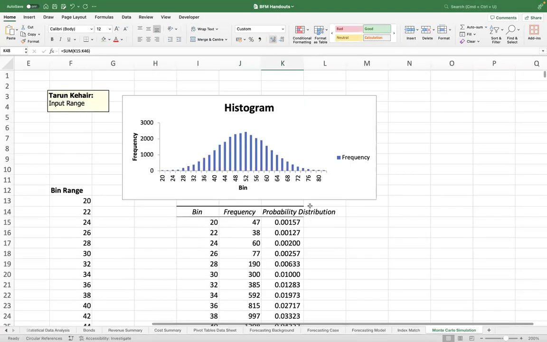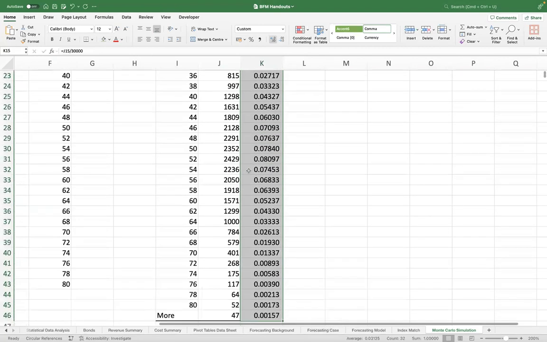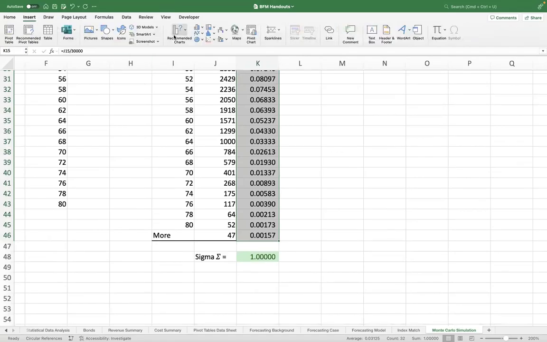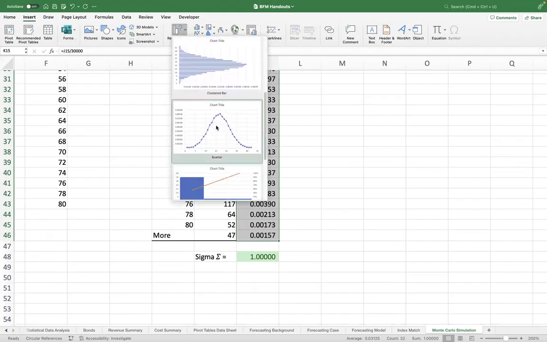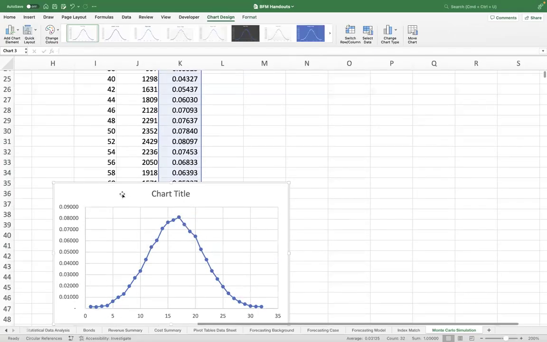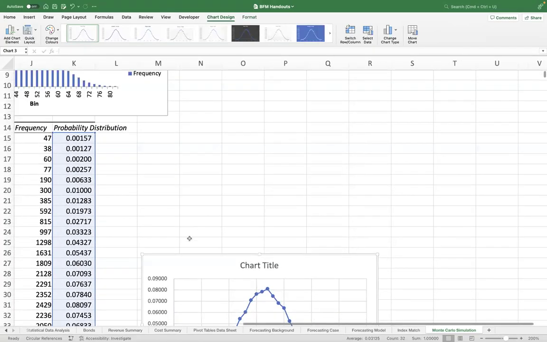Now I can also create a scatter diagram which will create a normal distribution curve. So pay attention on this one now. I will select my probability distribution like this. Go to insert, recommended charts, choose the scatter. ये देखो. देखा आपने? So if you choose the scatter diagram also, you will get a curve.